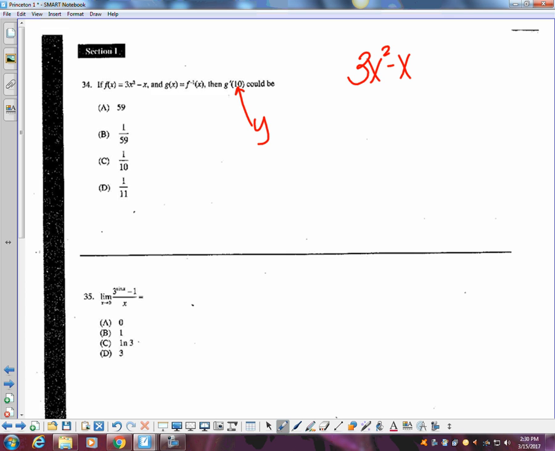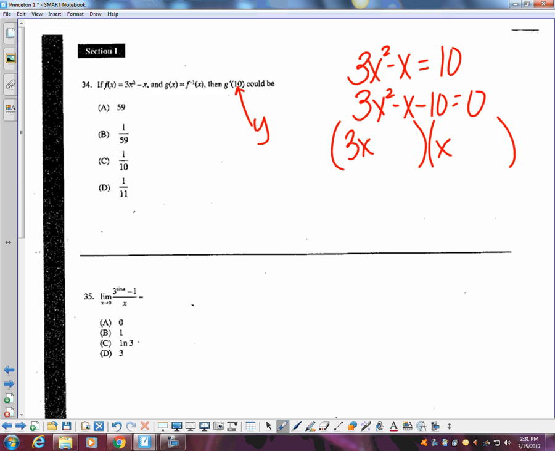Take your function and do what with it? Set it equal to 10 because the 10 is the y. Okay, now how would you solve that? Subtract the 10 over. It's quadratic. I got to get them equal to 0. Okay, now what? Three x and x, 5 and 2. That gives me a 5 and a 6 on a negative 6. So negative 2 and positive 5. Which gives me a negative 5/3 and a positive 2.